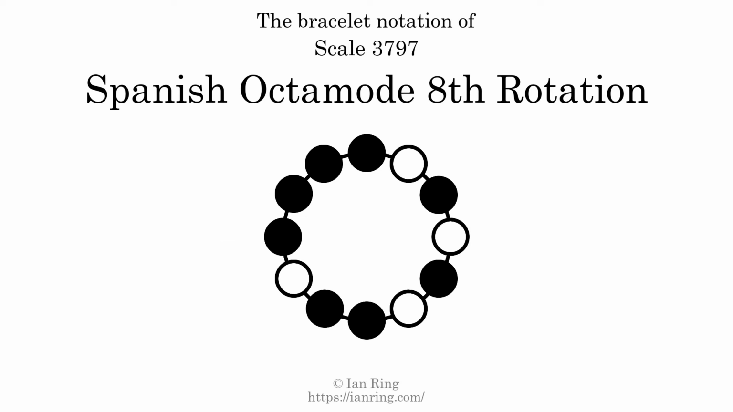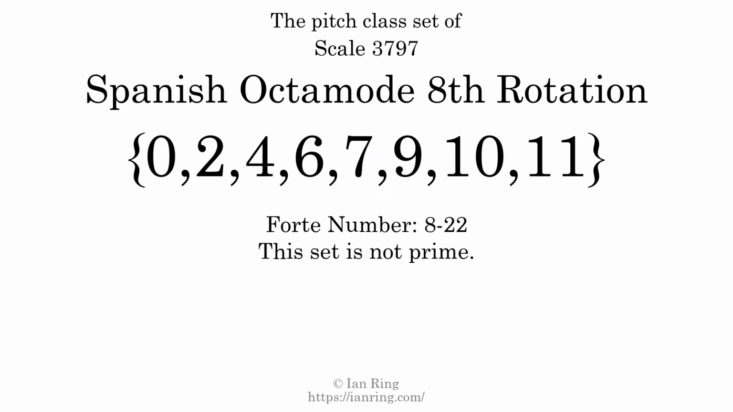This is a bracelet notation diagram of scale 3797. The shaded circles represent tones that appear in the scale, and they are read clockwise, starting at the top. The pitch class set for this scale is 0, 2, 4, 6, 7, 9, 10, 11. The fault class is 822. This set is not prime.